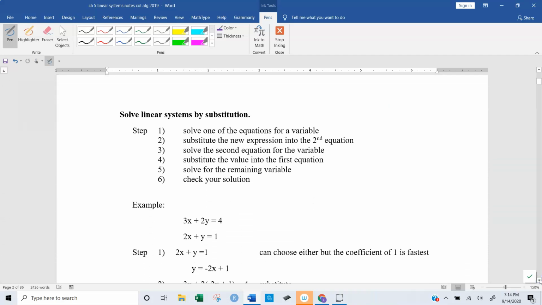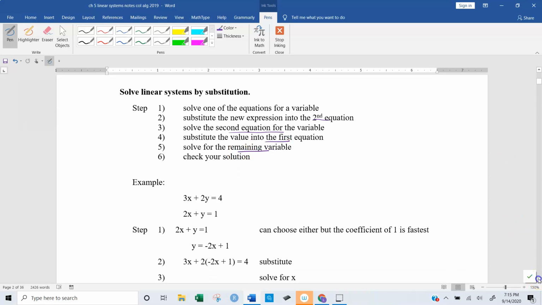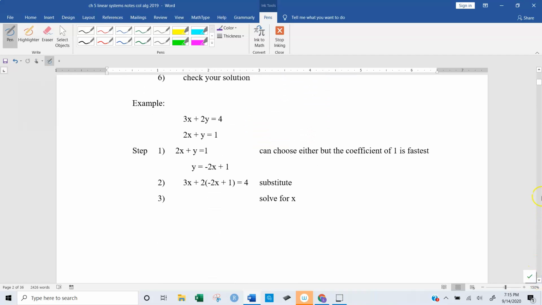All right, substitution. This is where we solve for one variable. Then we take that equation and we plug it into the second equation right here. We solve for the second variable. We take the solution of that variable and plug it into the first equation or the second, it doesn't really matter. Solve for the remaining variable, and then we check our solution. So it might have been a while since you've done this. Now, when I give you your homework or your quiz and I say solve by substitution or solve by elimination, if you use the other method, it will not count.